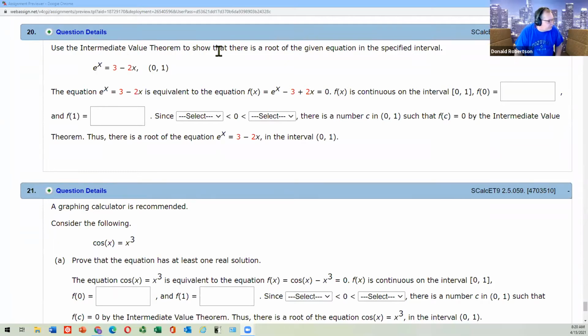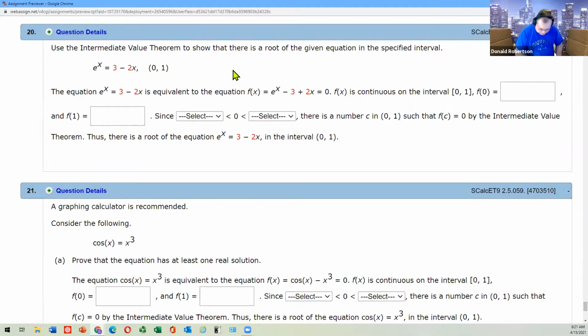So use the intermediate value theorem to show there's a root. That's another way of saying a solution to this equation. Here's the equation, and here's the interval of x's. There's no particular reason why they did curved brackets and not square. It has no effect on the property.